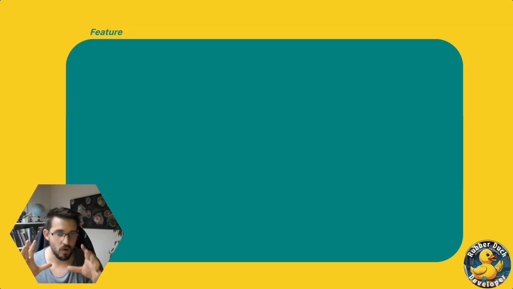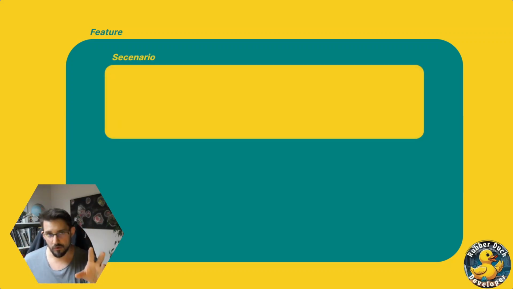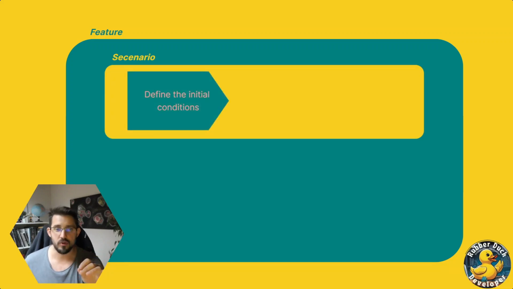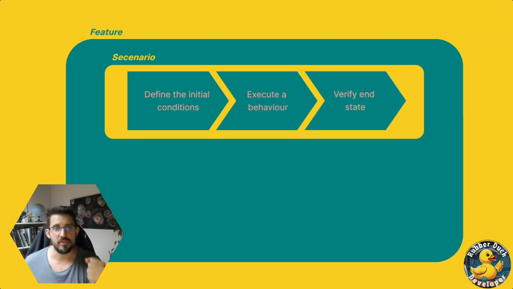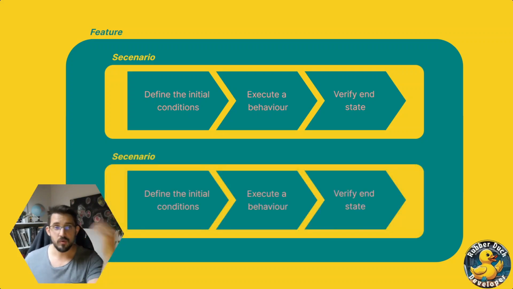Let's take a look at how in a BDD approach we structure our, you could say, requirements. As I said, the top level is the feature. Within the feature, we define a scenario, and all scenarios work through the same 3 steps. Define the initial conditions and context where we set out, execute a specific behavior of the application, and then verify whether that behavior resulted in the expected end state. And we do that for multiple scenarios.